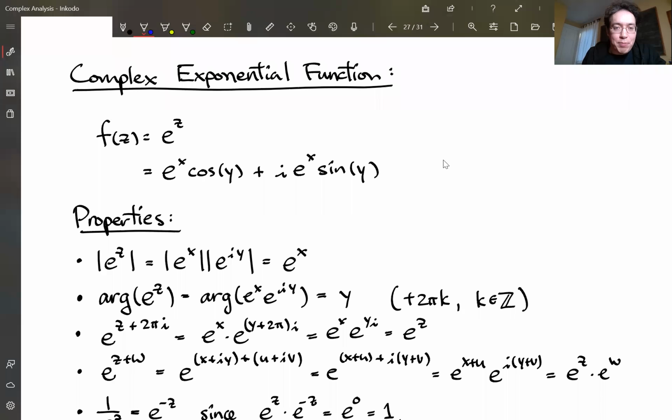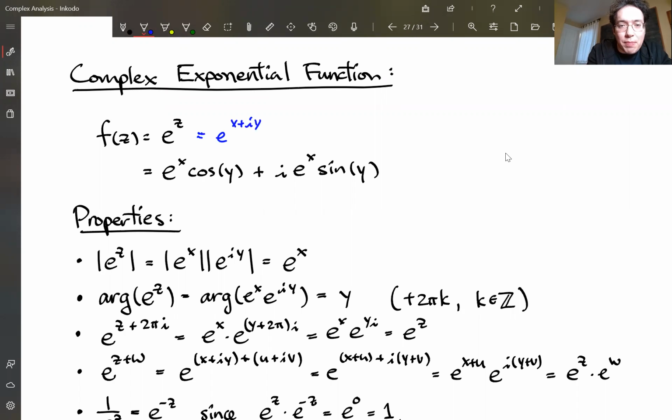In this video, I would like to look at the complex exponential function and see what it's doing visually and understand its properties much better. So let's take a look. Okay, so complex exponential function. We could look at this function. It's e to the x plus iy.